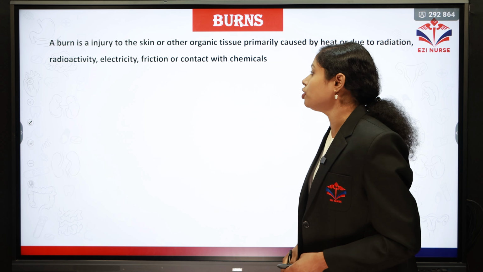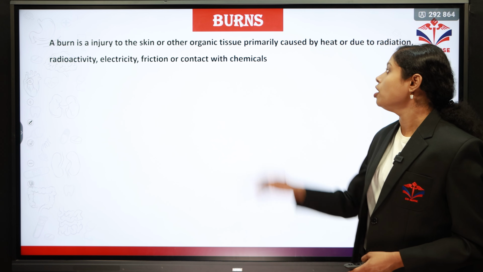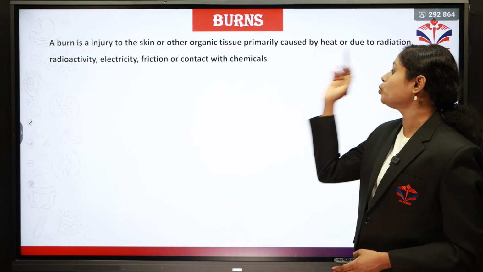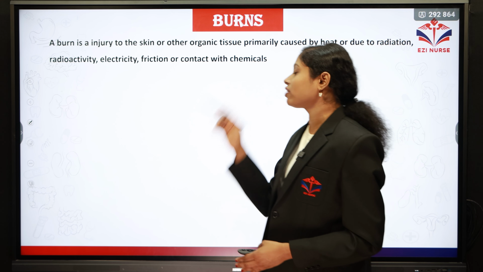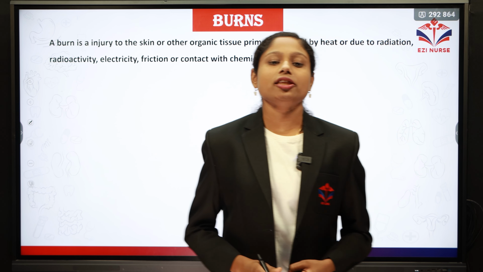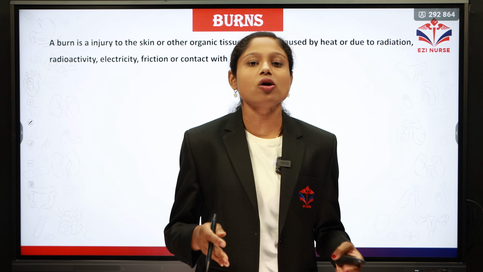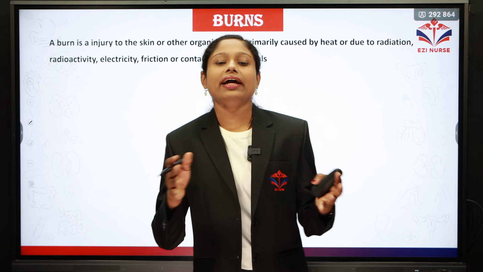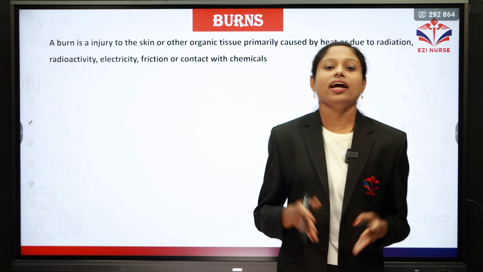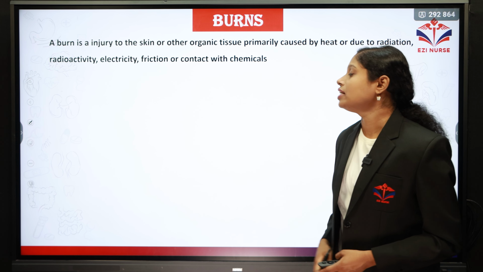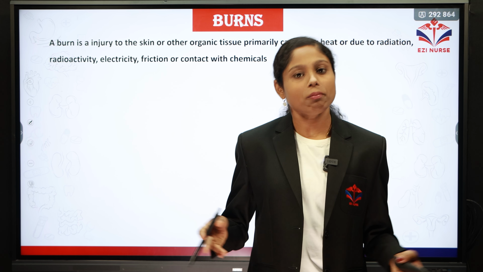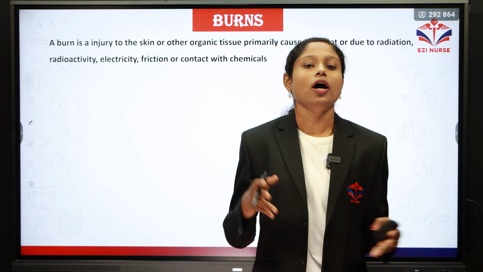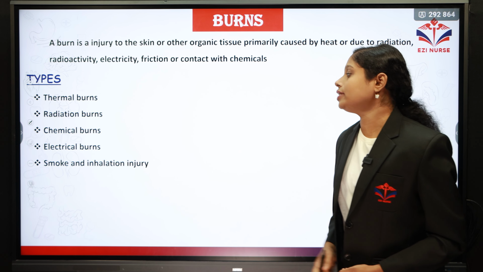Burn is an injury to the skin or other organic tissue primarily caused by heat or due to radiation, radioactivity, electricity, friction, or contact with chemicals. So burn is nothing but the damage of tissues or skin due to exposure to heat, as well as electricity, friction, contact with chemicals. So this is the definition of burns. The definition is also very important. Now we will see types of burns.